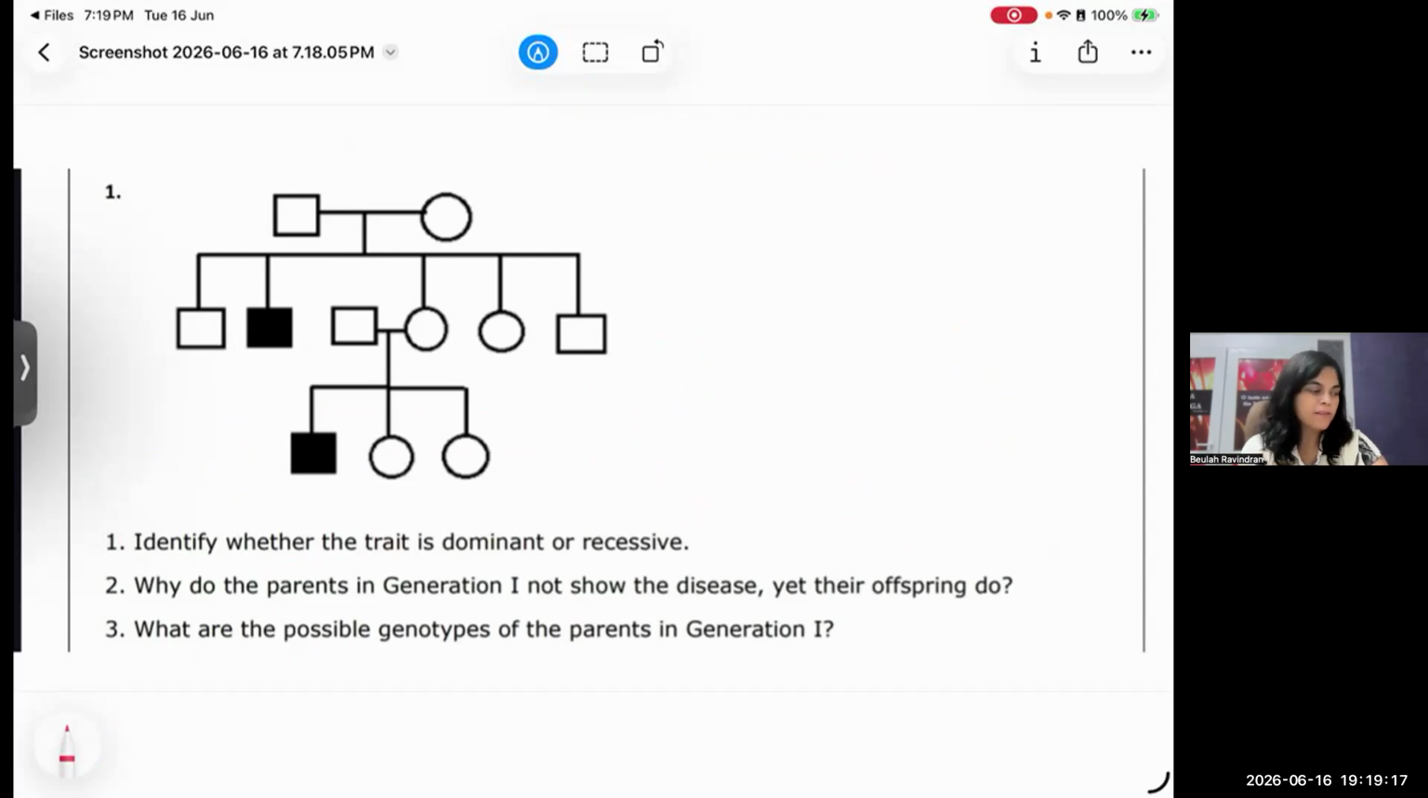So I'll share this question with you. This is one of the questions my students asked as a doubt. Looking closely at the pedigree chart, I'll give you the explanation for all these things.